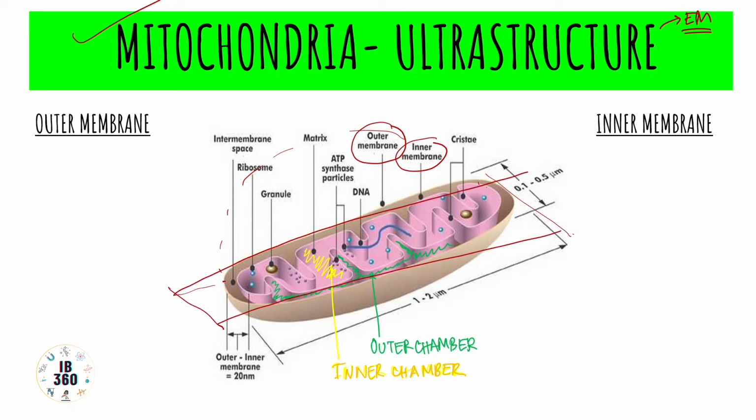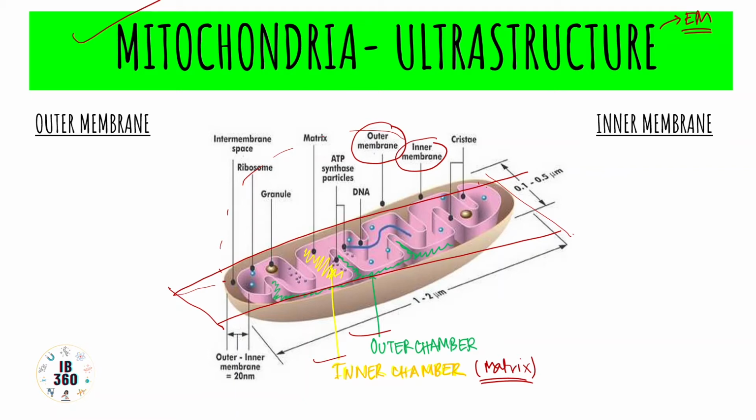Here in this diagram you see the two chambers clearly, the outer chamber and the inner chamber. The outer chamber is also called the perimitochondrial space. The inner chamber is filled with a semi-fluid substance which is called the matrix, the ground substance.